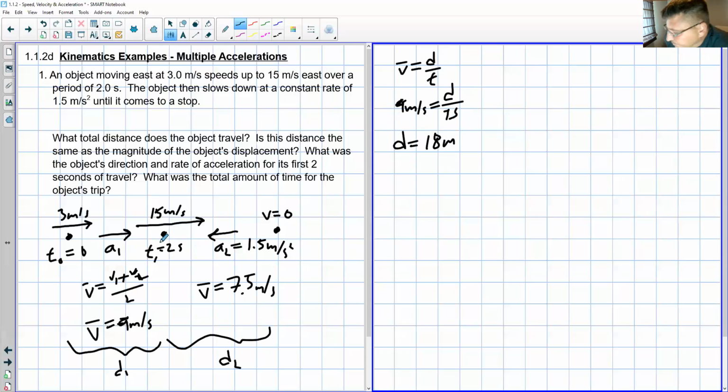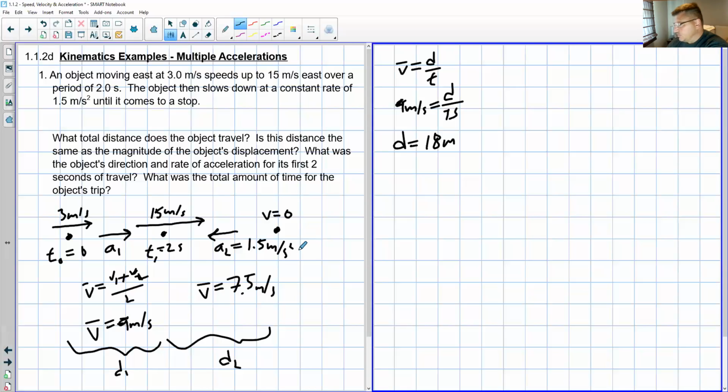Now for the second segment, there are a number of different things I could do, but you'll note that I don't know anything about the time there. So if I want to do a calculation involving time, I'm going to have to first figure out what the time is. Or I can do something else. Perhaps I could use the timeless equation here, and directly get distance using the timeless equation, because I do have initial and final speeds and acceleration.